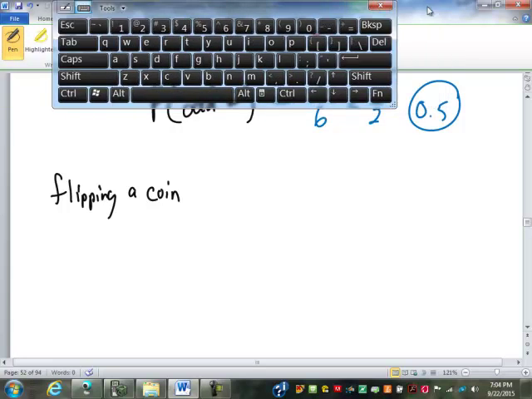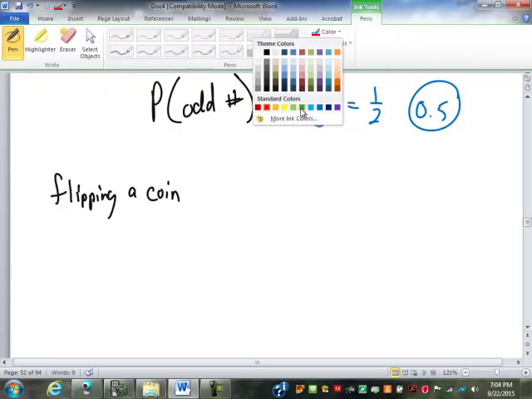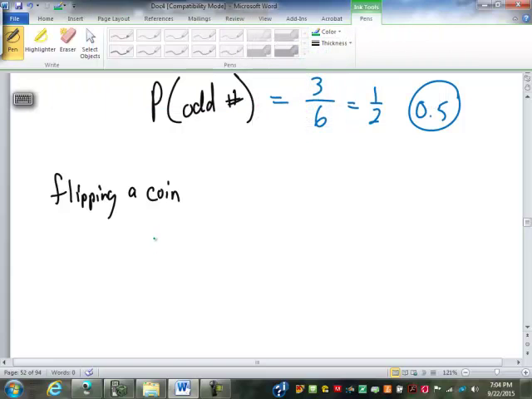So anyway, let's look at flipping a coin. What is the probability of flipping a coin and getting heads? Well, how many possible results are there on a coin? 2. How many of them are heads? 1.